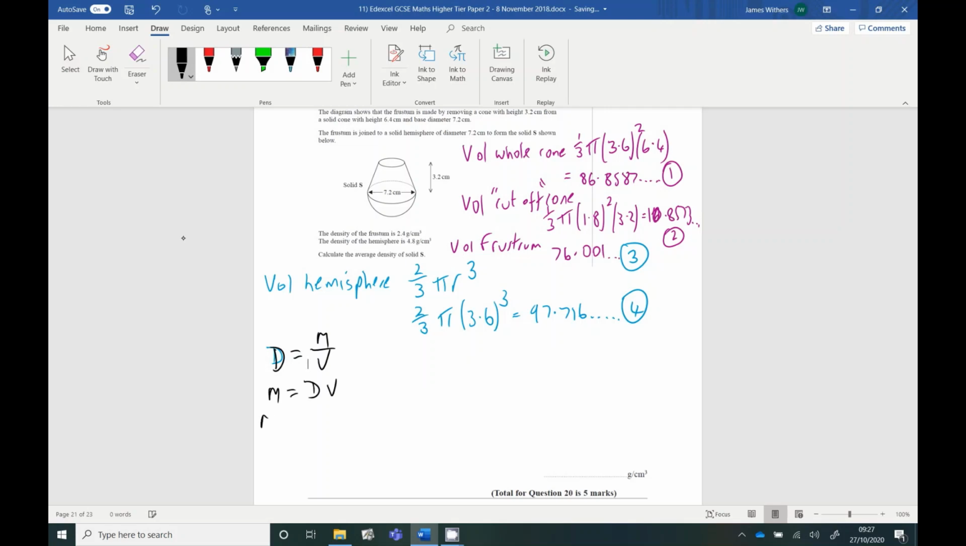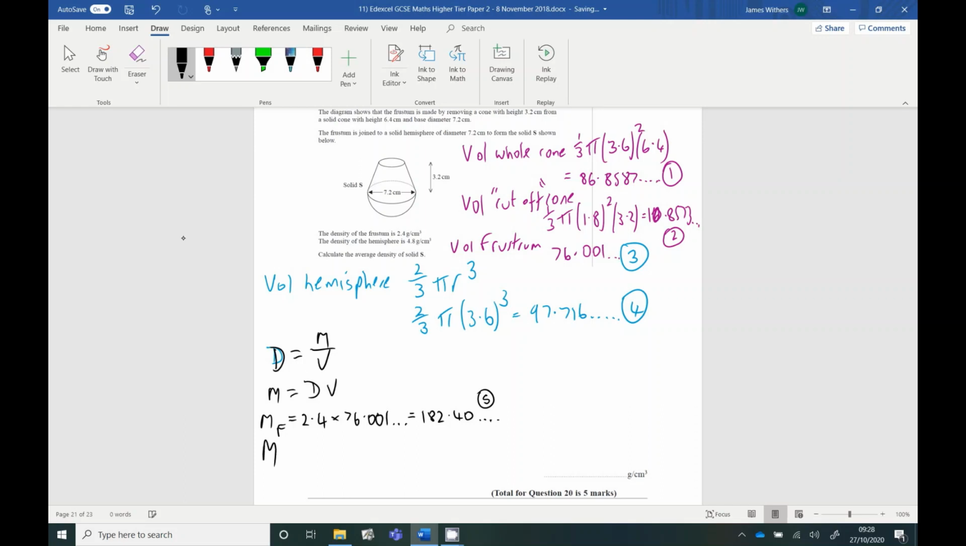So for the mass of the frustum, the density of the frustum that we've been given is 2.4. Just check the units are all okay and there's not an added complication. They're not. It's centimetres cubed, and we've been working in centimetres cubed, so that's a relief. So the mass of the frustum is the density, 2.4, times the volume of the frustum, which we worked out to be 76.001, giving us a mass of 182.40. I'm going to call that equation 5 for future reference.